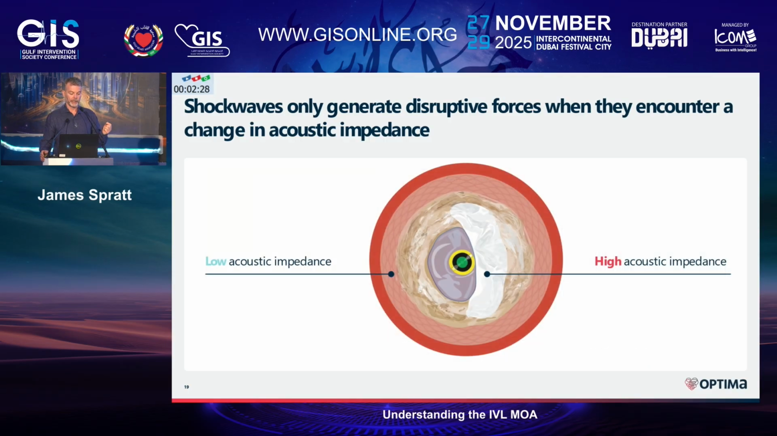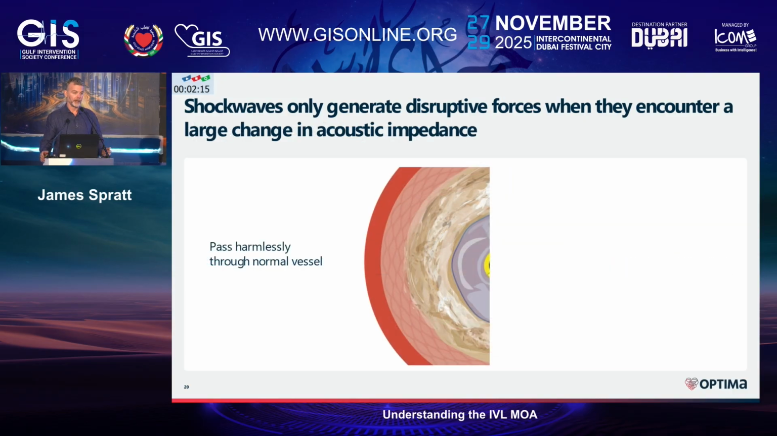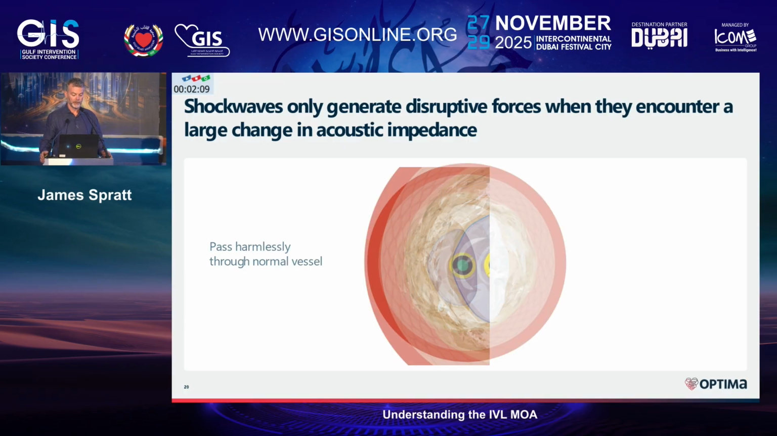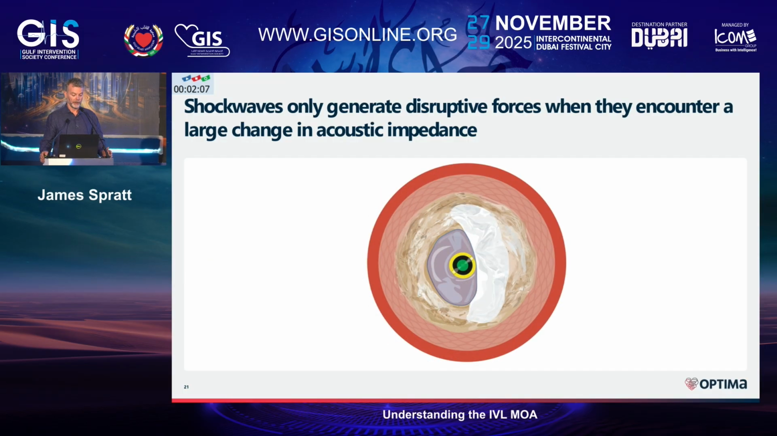And again, a critical point is that these disruptive forces only happen when the shock waves encounter changes in acoustic impedance. And that makes it very selective. That matters most when you have normal tissue on one side, and of course the shock waves just pass harmlessly through because there's no changes in impedance. And if you compare that to the other side, by contrast, you get disruptive forces because of the change in impedance.